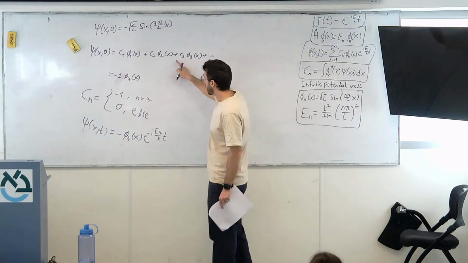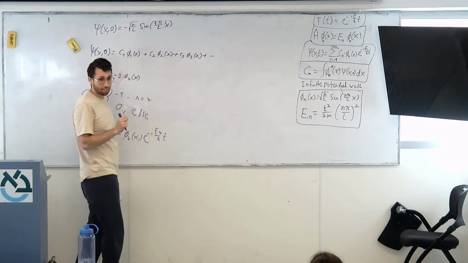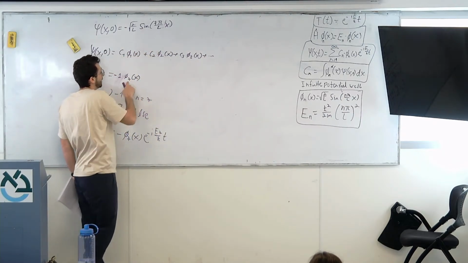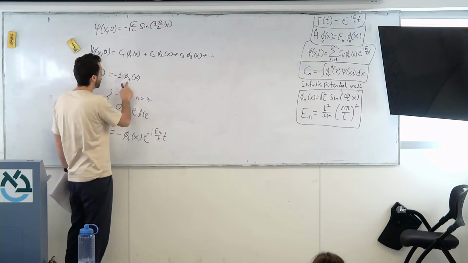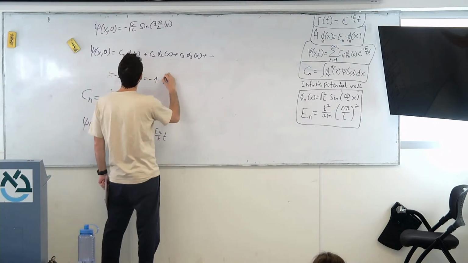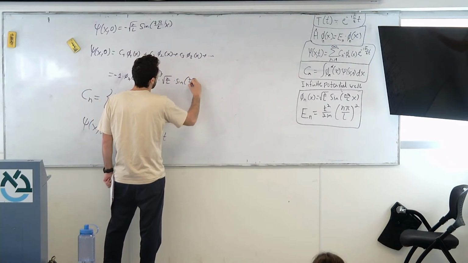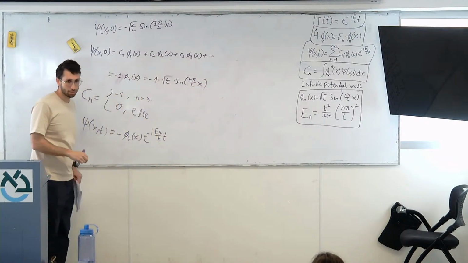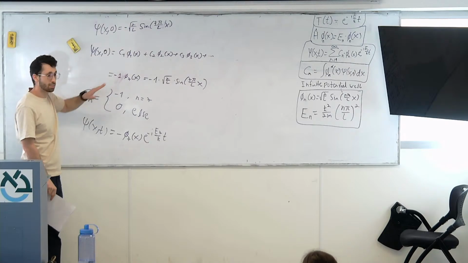But I noticed that the only mode I actually have here, the only sine I have, is phi 7, sine when n equals 7. So I can write it again. This is minus 1 times phi 7 of x. What is phi 7 of x? It's square root of 2 over L times sine of 7 pi over L x, correct? So this is just the minus 1 that comes from here, and it just stays.